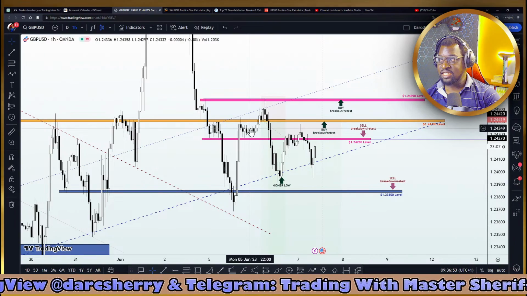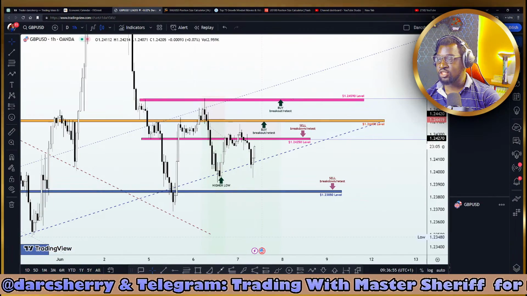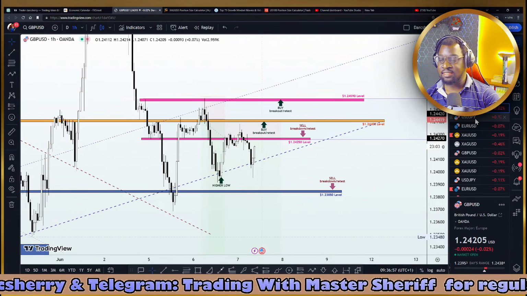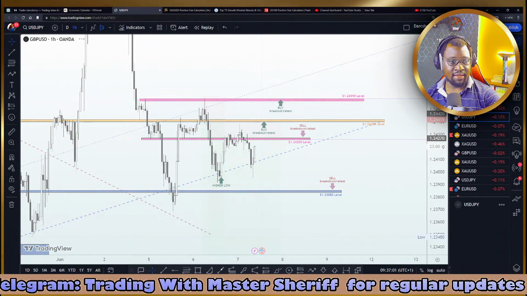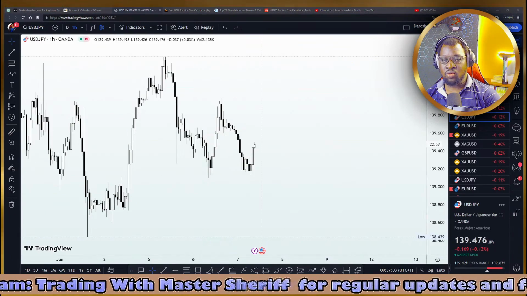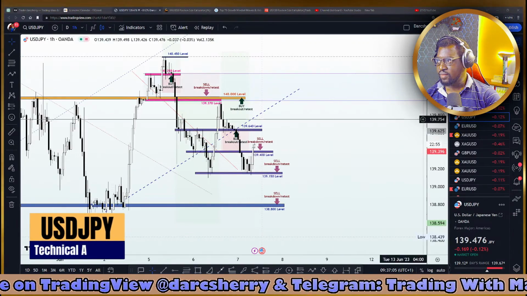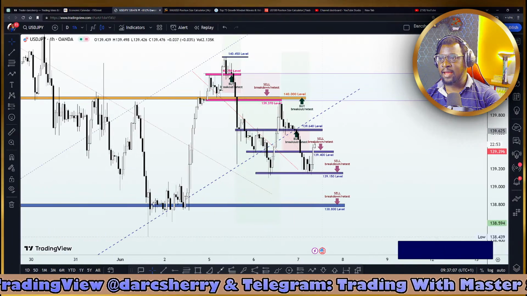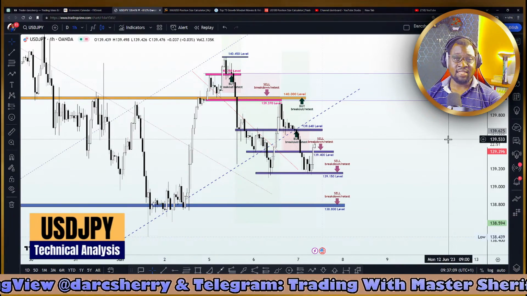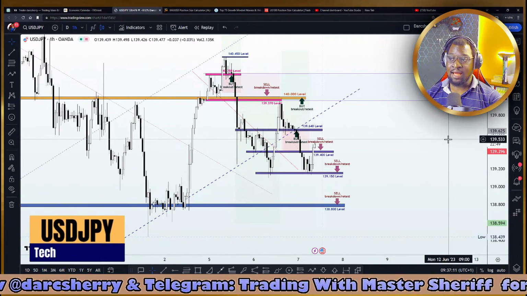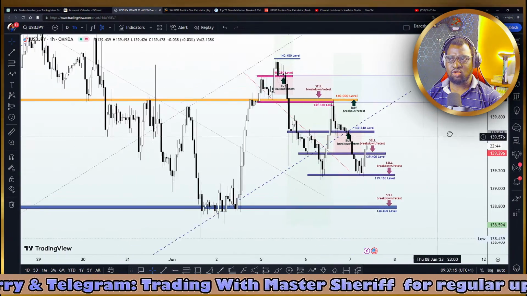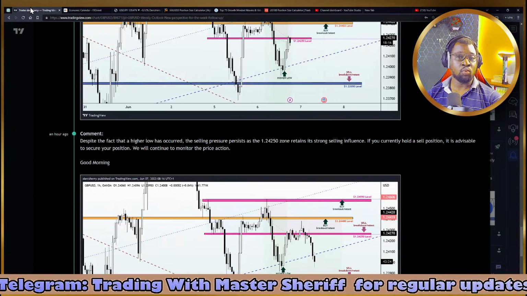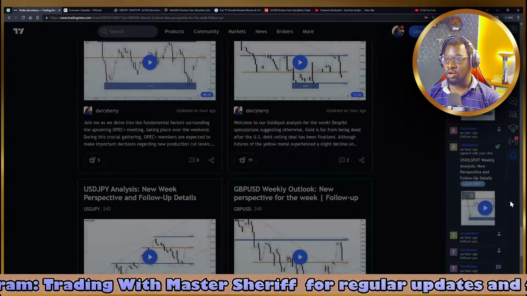Okay, so let's move on to the next instrument for today. Which one should I take next? I think it's the USDJPY next. So let's look at the USDJPY. On the USDJPY here, we actually had a sell position running this morning, but at this point we have been taken out of that sell position. And let's look at what my commentaries were at the beginning of today.